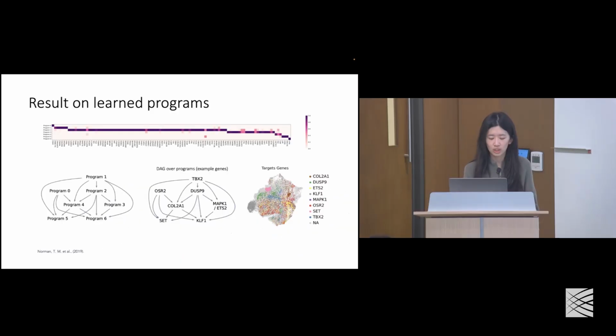I'll just quickly go over the results on the Norman data set, which is a data set consisting, I believe, of 105 single node interventions and 133 double node interventions. To learn the programs, we reduce the dimension down until it doesn't collapse anymore. So it's roughly 7 programs that we identified. We didn't do much more interpretation of the programs at this stage of the paper, but it will be interesting to do finer-grained analysis on the learned programs themselves.